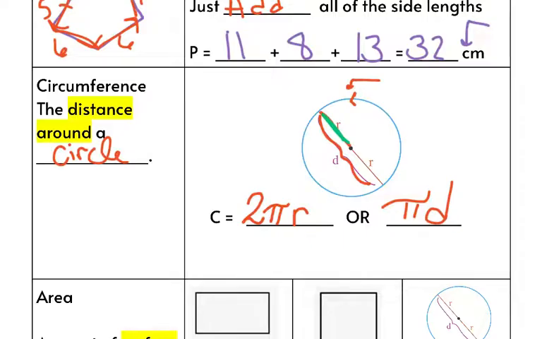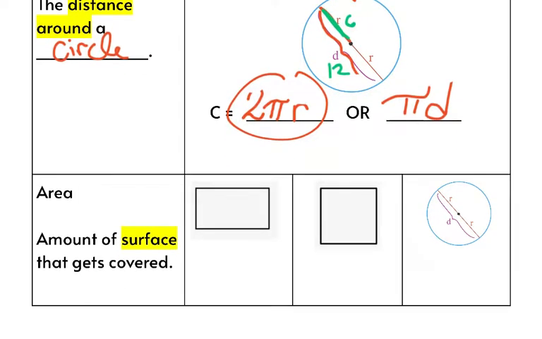Suppose that radius was, say, 6, right? Just that green piece. I would put a 6 right here, and you'll notice I get 12 when I just leave the pi out of it. Well, if I was given the diameter being 12, I could just do pi times 12. So it doesn't really matter which one you use. I tend to gravitate towards this one. I just always have. So I just do.